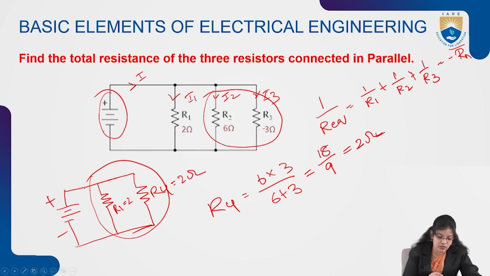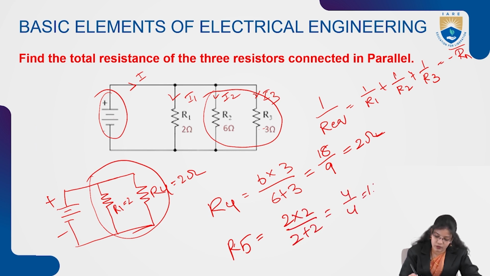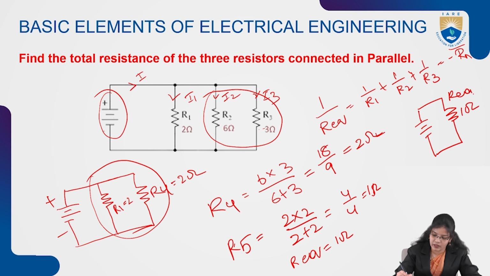So we have to reduce these two resistors, and then we can calculate R5 is equal to 2 into 2 by 2 plus 2, which is 4 by 4, which will be equal to 1 ohm. So the value of R equivalent will be taken as 1 ohm. The single resistance with the source will be taken as R equivalent, which is 1 ohm.